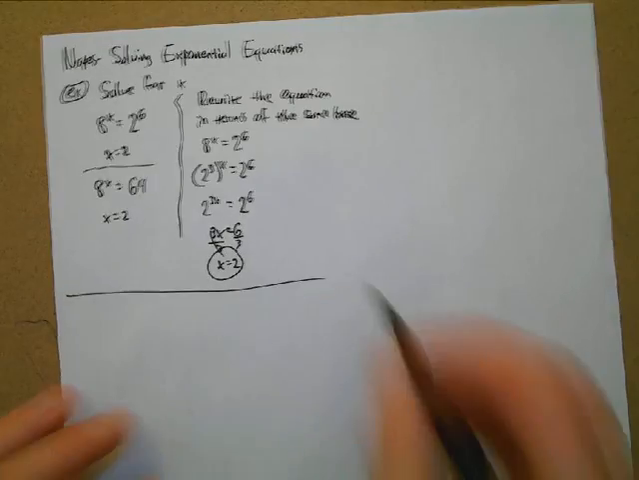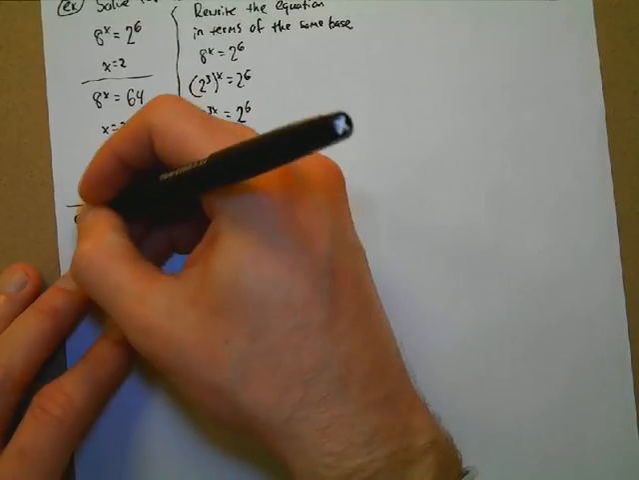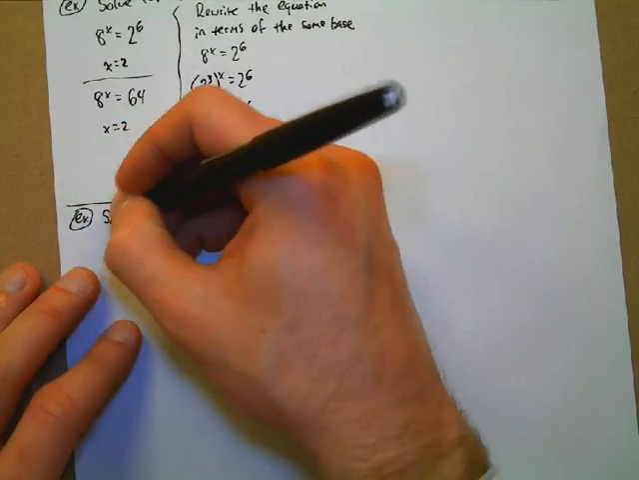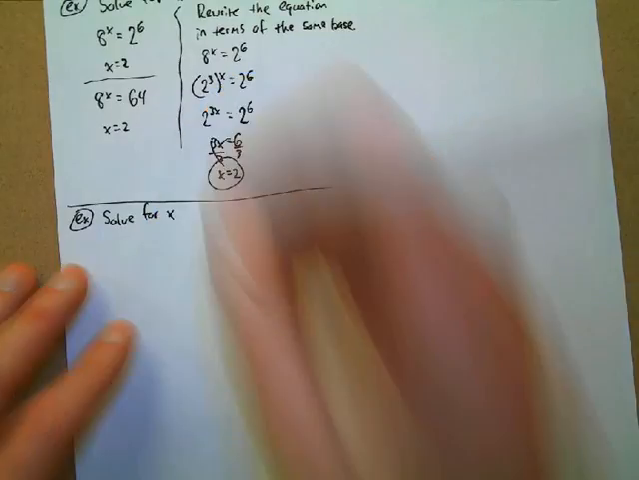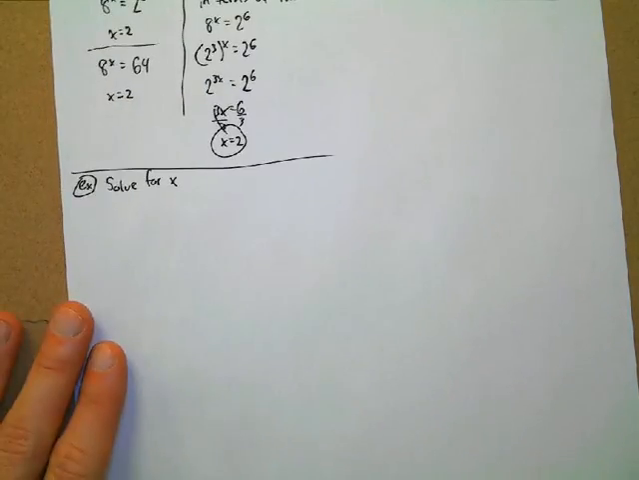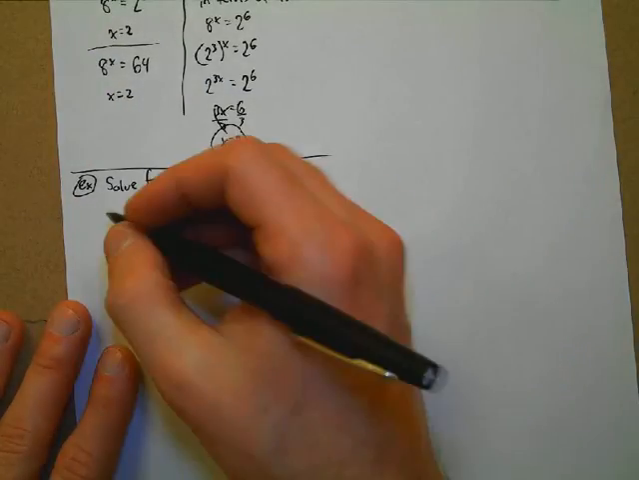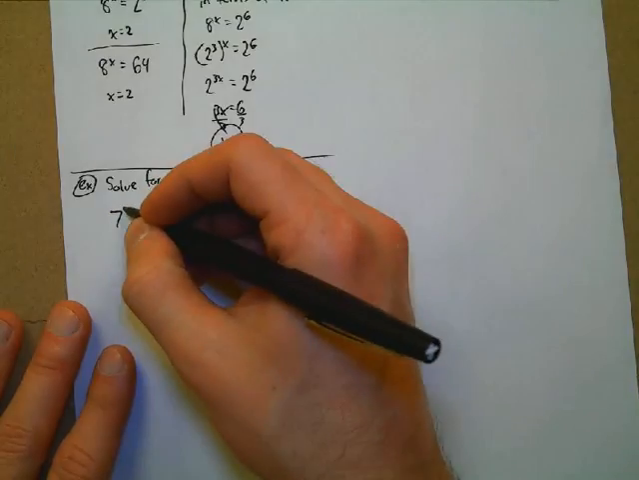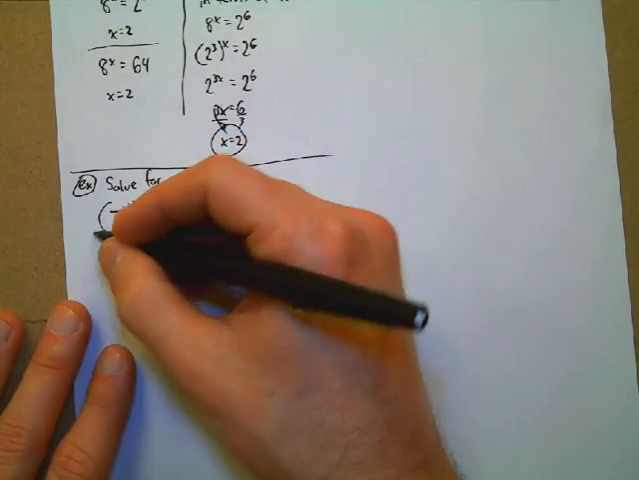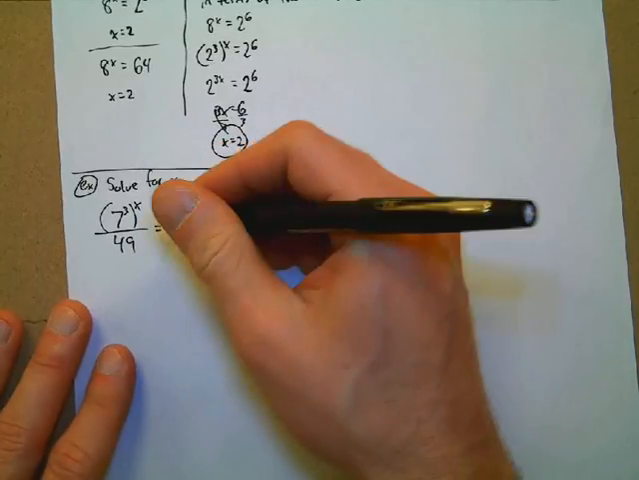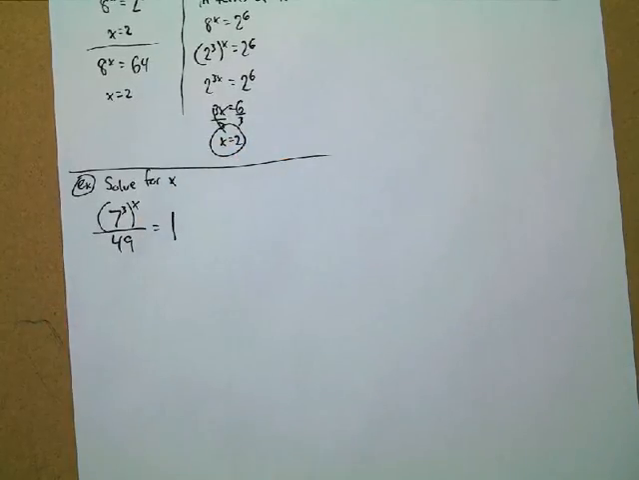Let's try another one. Again, same directions. We're just going to solve for x. Alright, and let's say I've got 7 to the 3rd to the x over 49 equals 1. What might be a good common base here? What might be a good common base to get here? Yep. 7, yeah, exactly, okay.